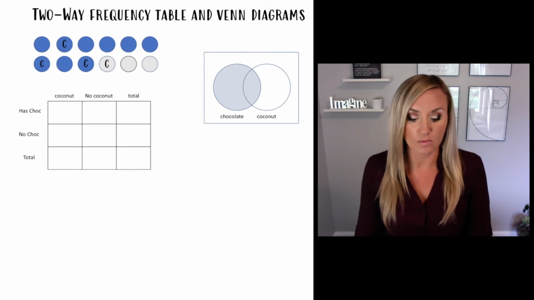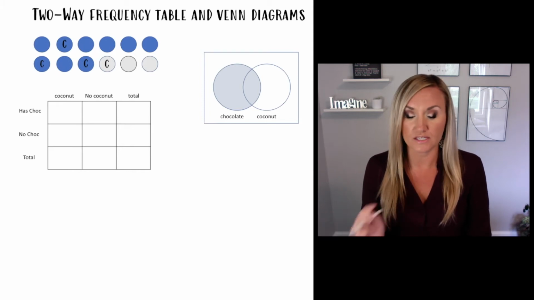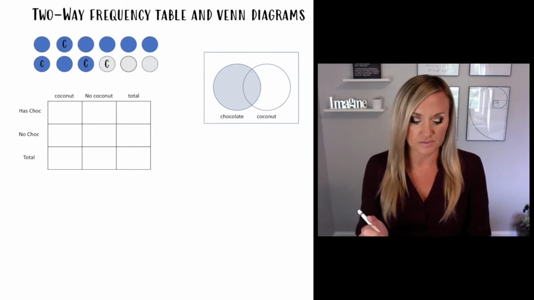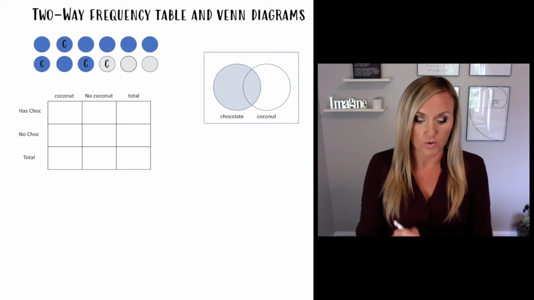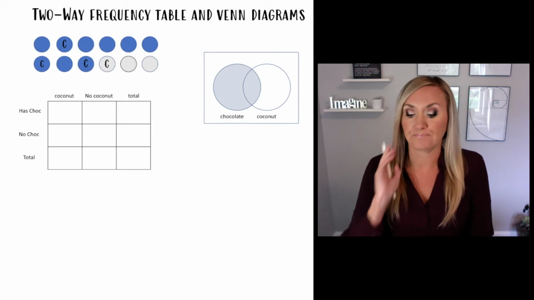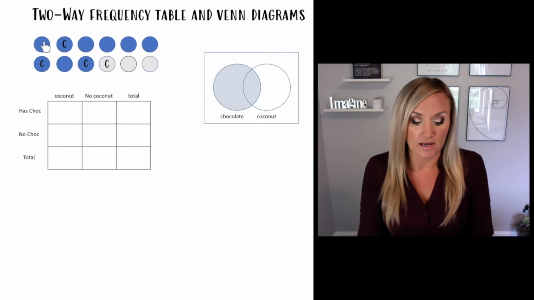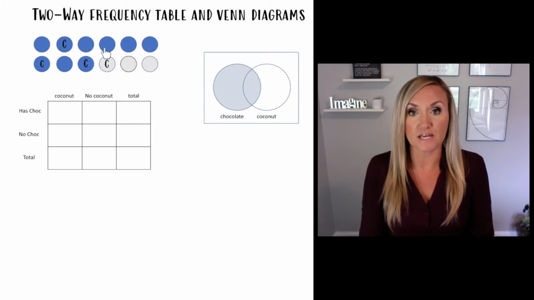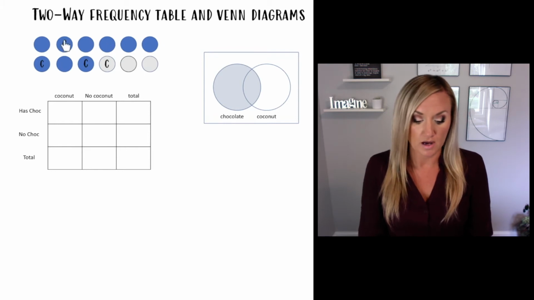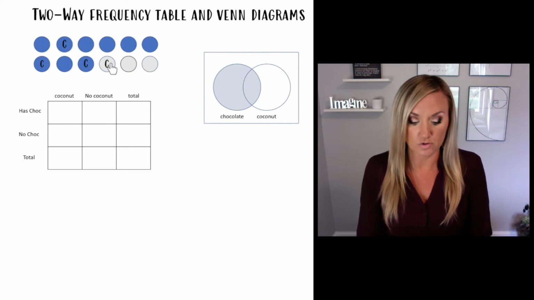The next part is that we're going to look at a 2-way frequency table and Venn diagrams. So let me give you a little bit more info on this. On this slide, each one of these circles represents a cookie, all right? And the shaded in blue, those are chocolate cookies. And the shaded ones that are kind of like a light gray, those are no chocolate.